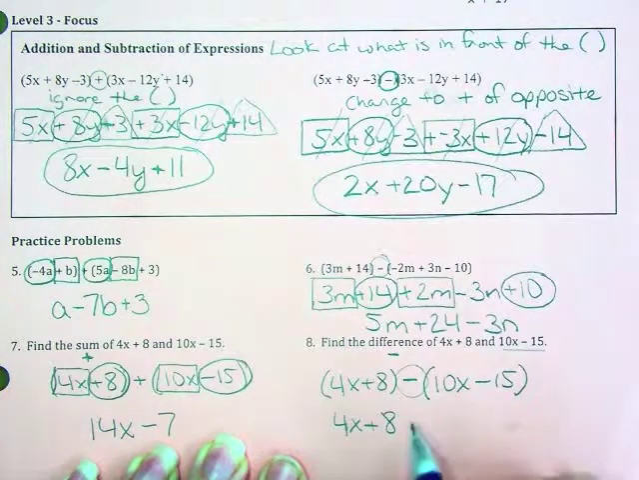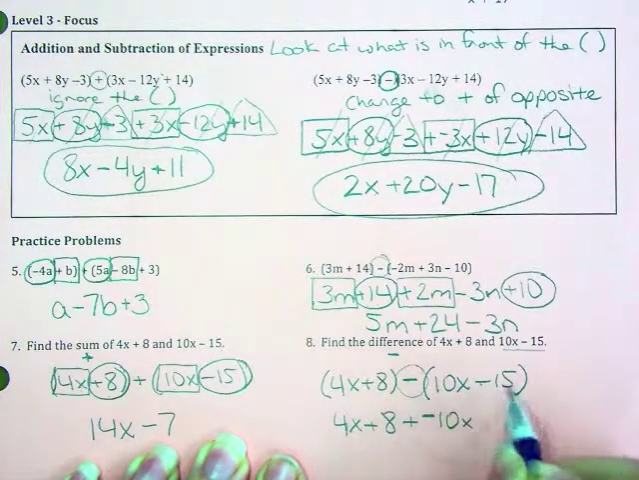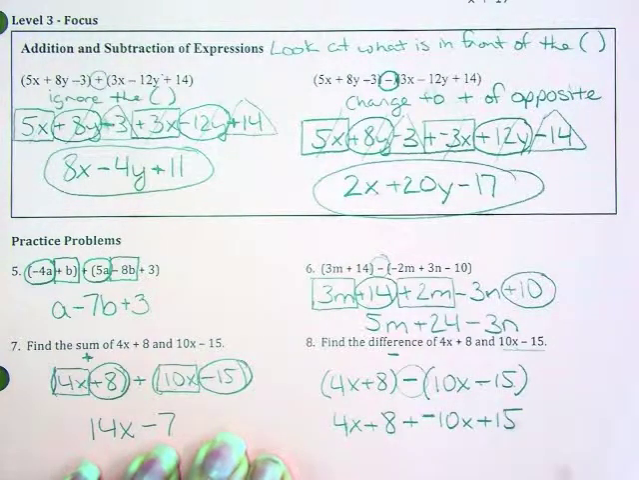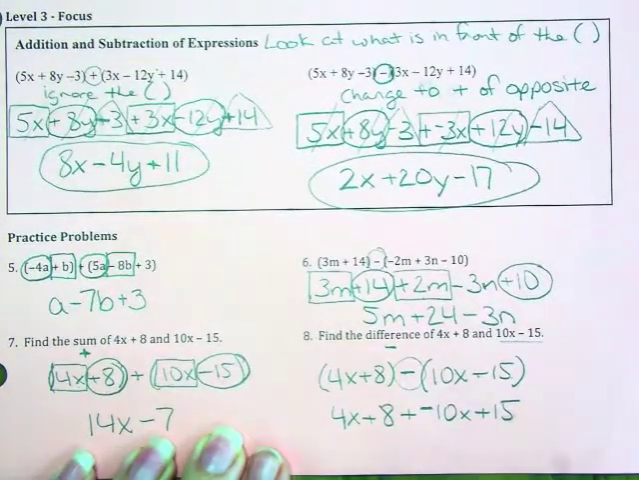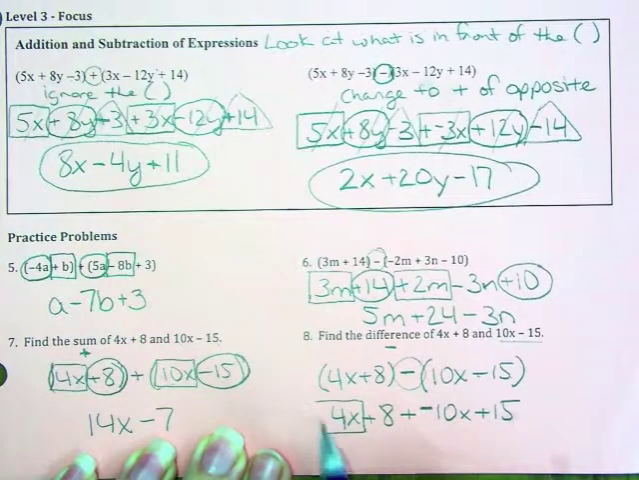I'm going to change it to addition of the opposite. So 10x becomes negative 10x. Minus 15 becomes plus 15. Okay, now we're going to box and circle again. Let's do it together. Okay, start with your first set. Box one set. Okay, hopefully you saw the 4x and the plus negative 10x.